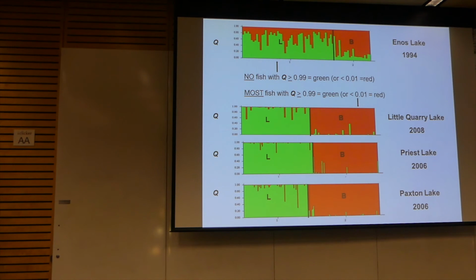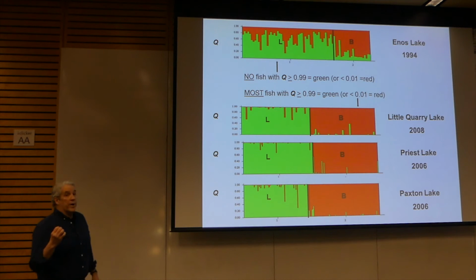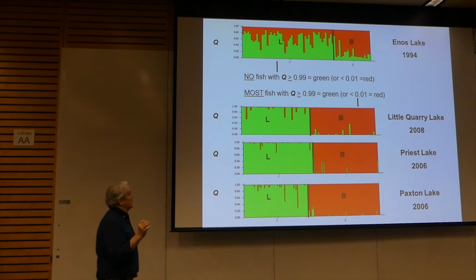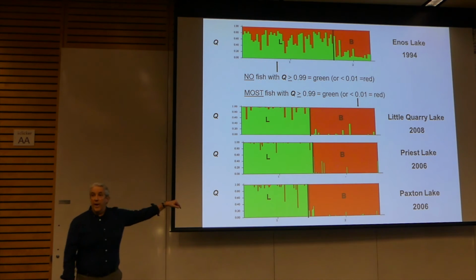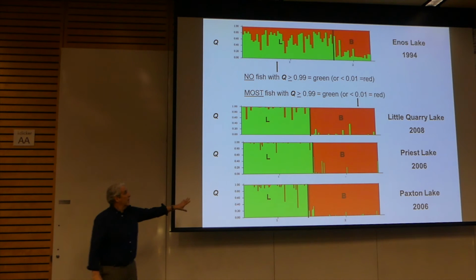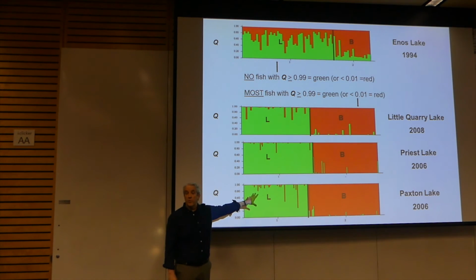And this just states that. There you can see in the top, there are no fish with a Q value greater than 0.99, that is the green population, or none with a Q value of less than 0.01, which represents the red group. Whereas in the lower three panels, these three intact species pair lakes, virtually all of them are 100% one or the other. There's some mixture between them, and we knew that before.